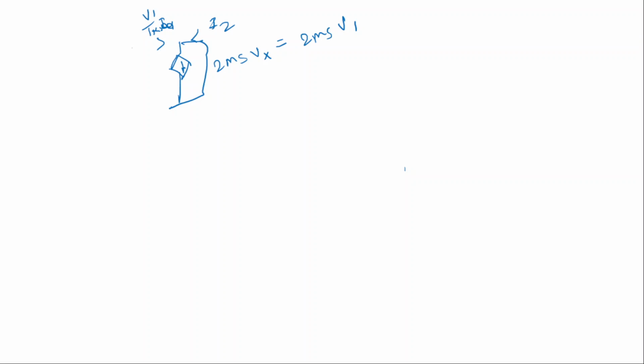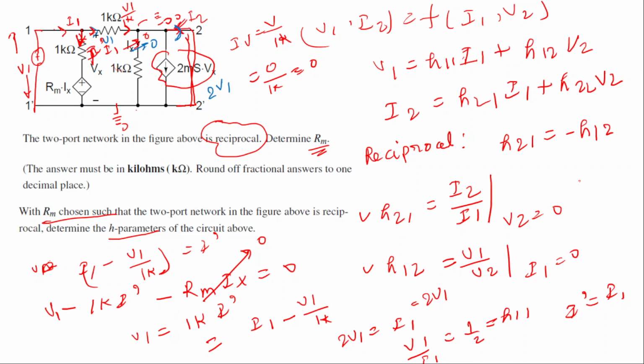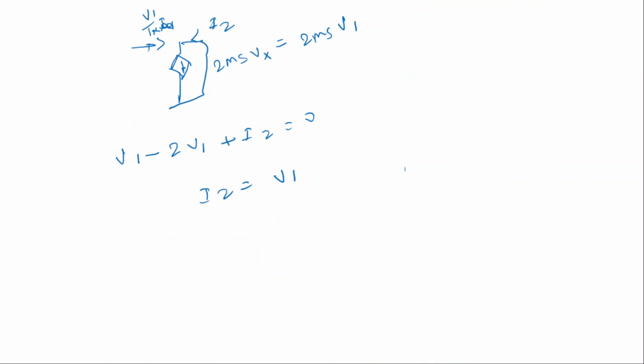So now let's apply the KCL at this node. V1 minus 2 times V1 plus I2 equals 0, and I2 will be equal to V1. So I2 will be equal to V1, and we have found I1 as 2 times V1. So I1 is our 2 times V1, right.